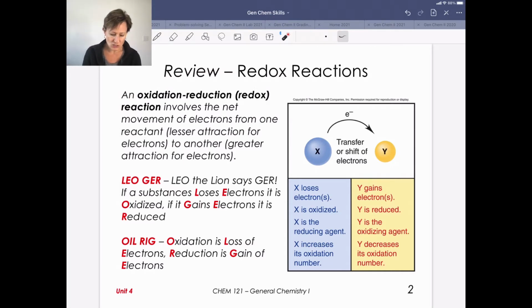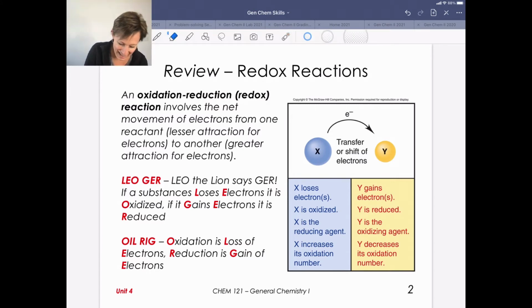In redox reactions, we've got the net movement of electrons from one reactant who has a lesser attraction for those electrons, so they're willing to give them up, to another who is willing to gain them or take them on. And so maybe if you've taken a chemistry course before, you've learned one of these mnemonic devices to help you understand what's going on. So LEO says GER: Leo the lion says GER, so losing electrons is oxidation. So something that loses electrons is oxidized. If it gains electrons, it's reduced.